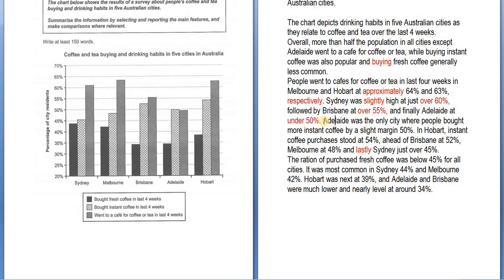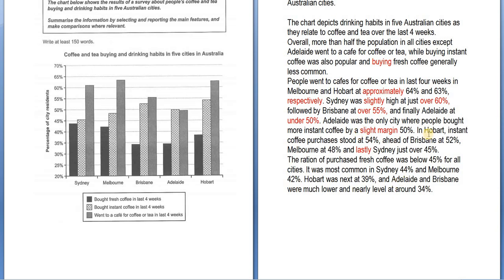Okay, so Adelaide was the only city where people bought more instant coffee by a slight margin, 50%. So here we should use slight margin. Okay, so this kind of word will help you to get a good band score. So always try to use this kind of word, which is very important to use in your writing.